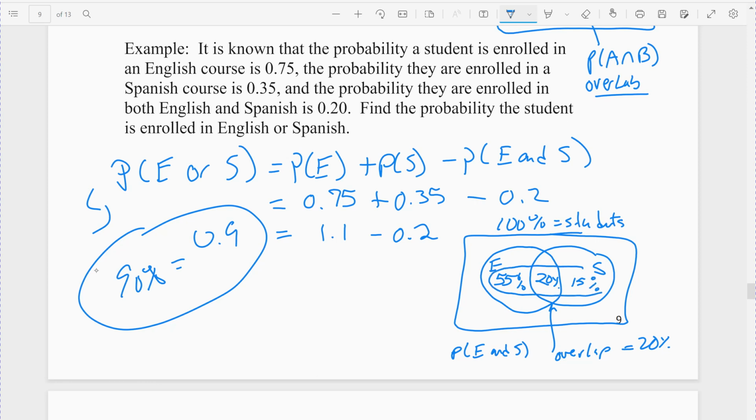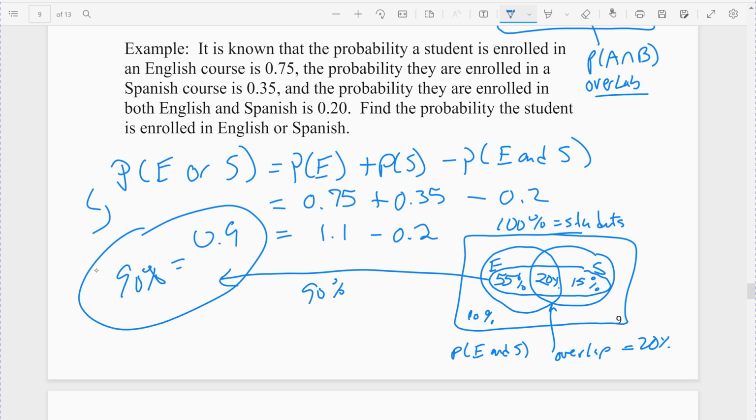If you add these up, this does add up to the 90%, which means there's technically 10% out here that didn't land in either, right? 10% didn't have an English class, so that'd be the not in an English class and not in a Spanish class. All right, so again, make sure you're careful with the overlap.